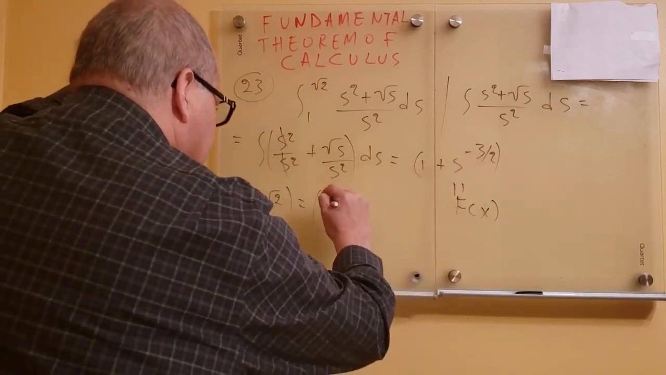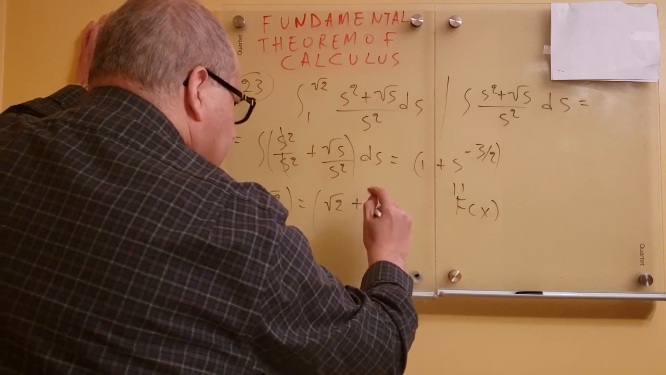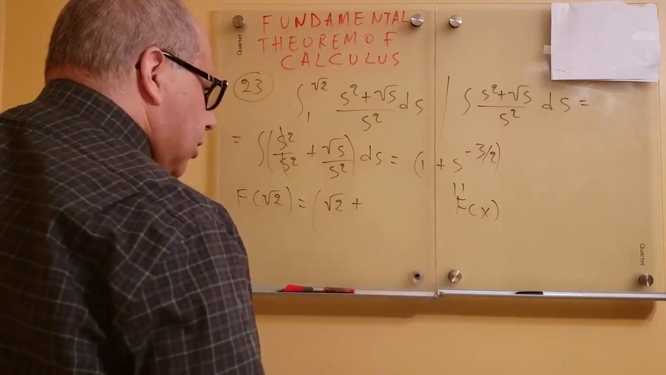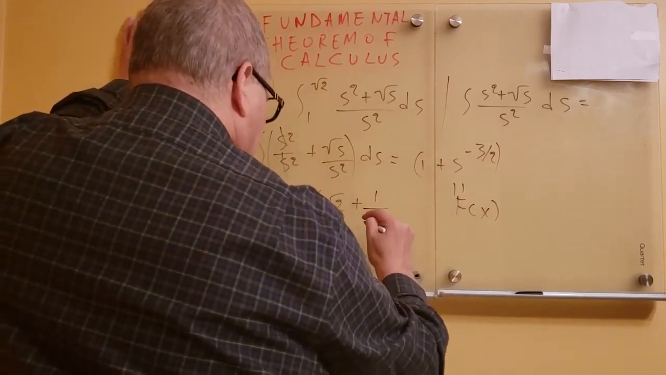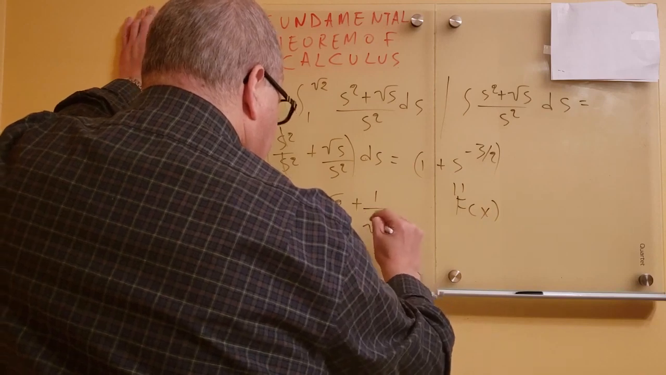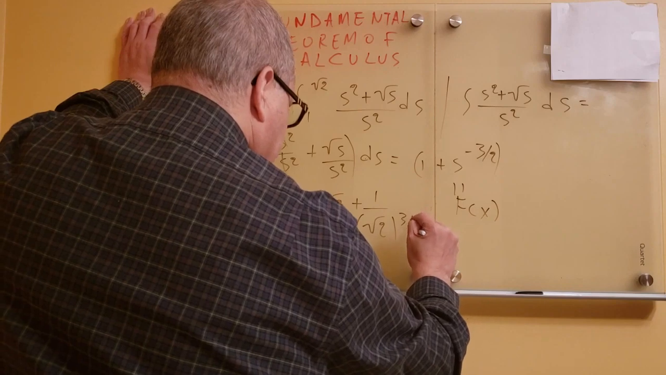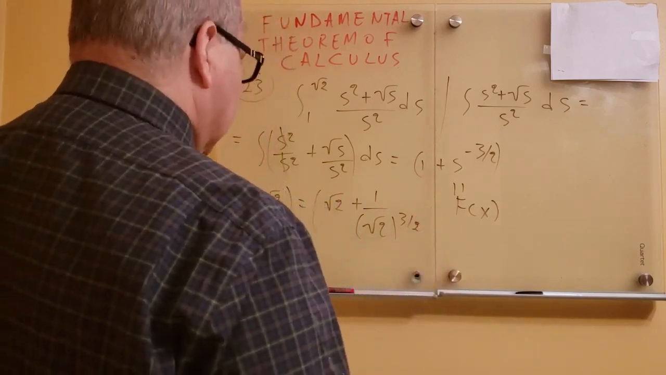So that should give you square root of 2 plus this here we can write as 1 over s to the 3/2. So that should be 1 over square root of 2 to the 3/2. Okay.